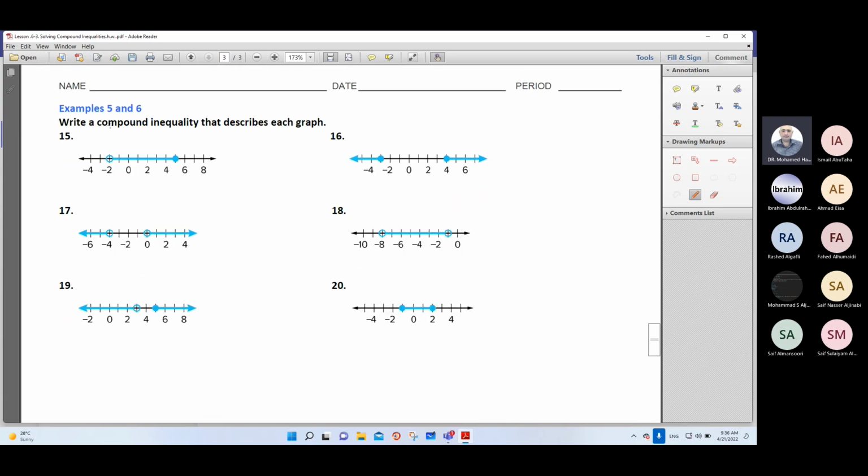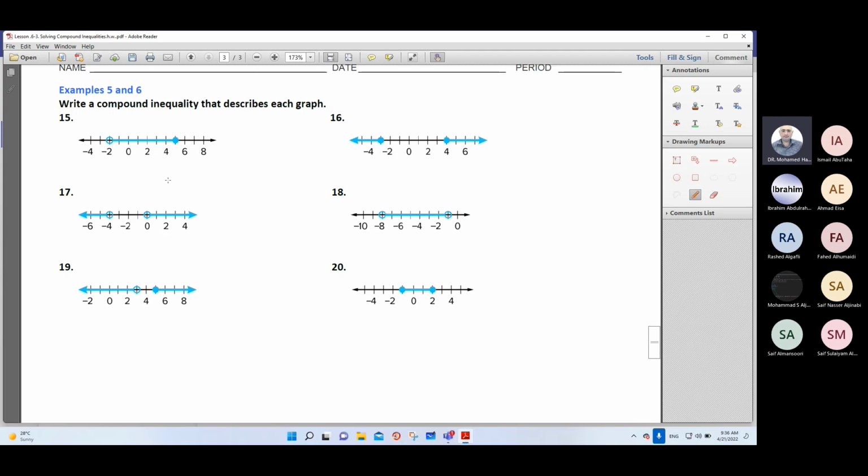Now, write a compound inequality that describes each graph. In this question, we have the graph and we want to write the compound inequality. As you see, when the solution area is between the two endpoints, it means we have and. You can represent any value, it's up to you. You can choose X, you can choose Y, you can choose M. For example, I will choose X. And the X here is between two values.